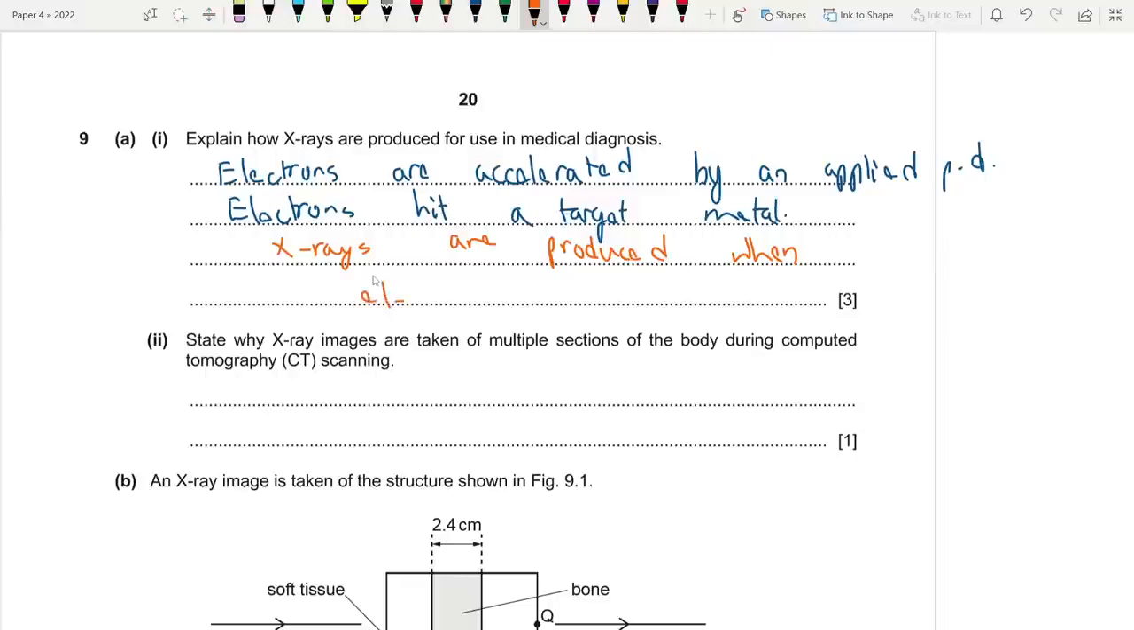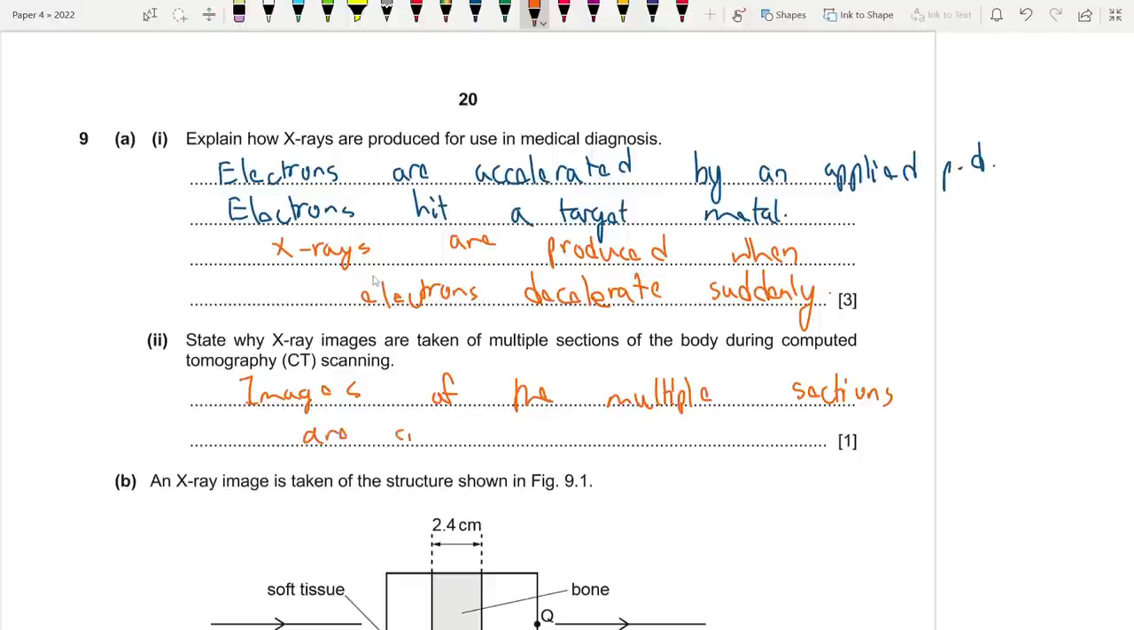when electrons decelerate suddenly. Okay, that's the source of energy. X-ray images are taken on multiple sections. Basically, X-ray is a 2D image. Okay, so CT scanning is basically a 3D image. So basically, images of multiple sections are combined to create a three-dimensional image. That is why.